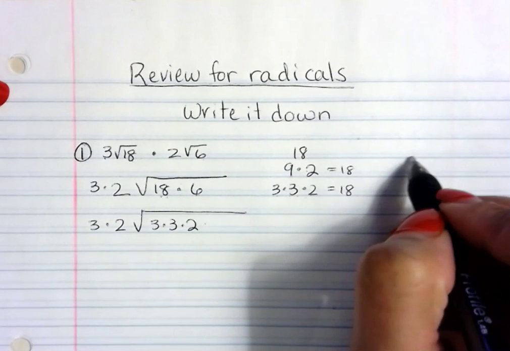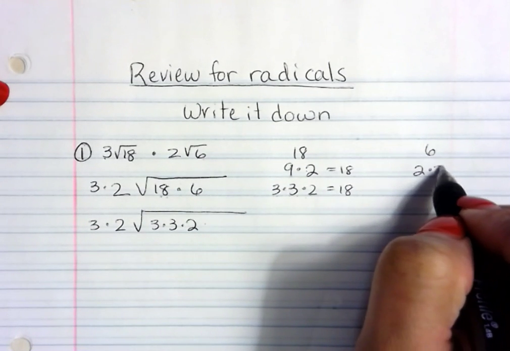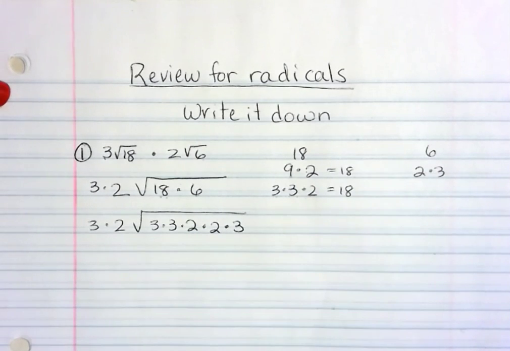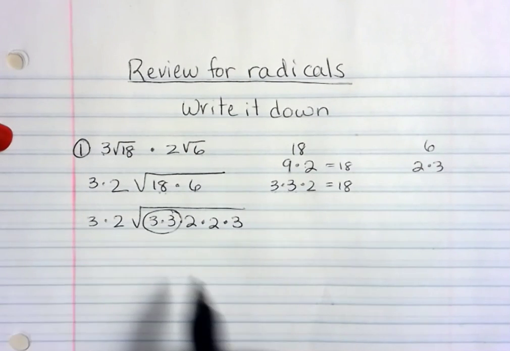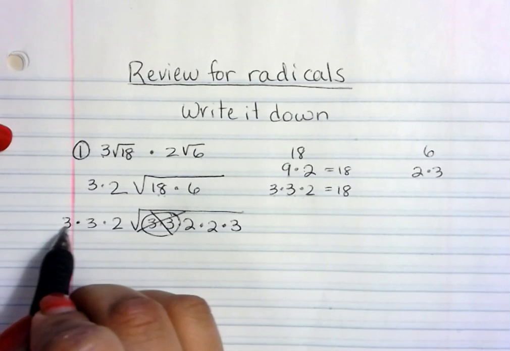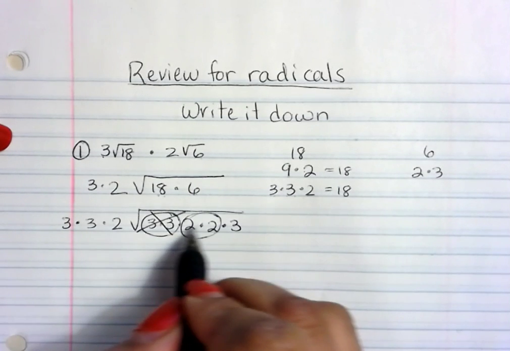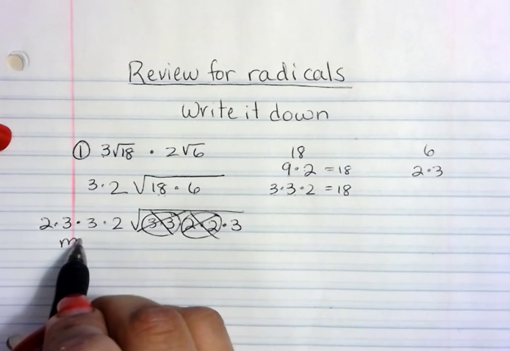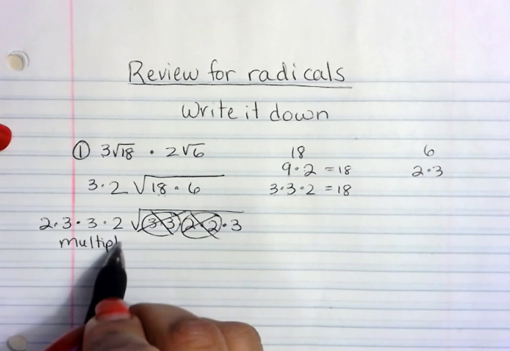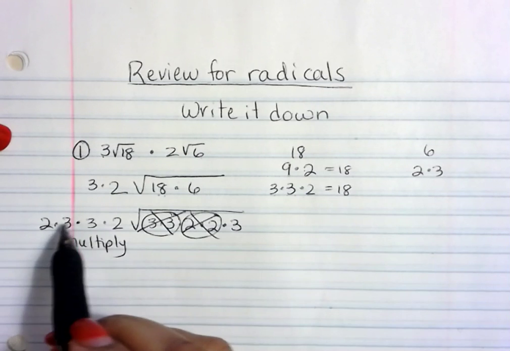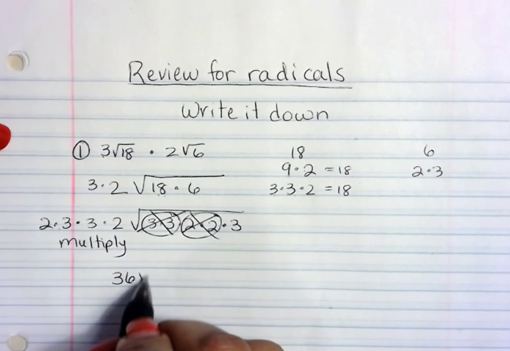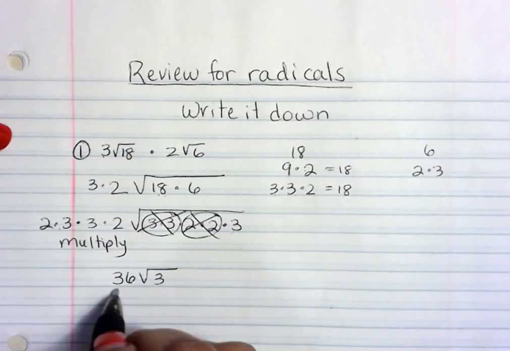Now you have to break down the 6. The 6 breaks down into 2 times 3. So then you write it over here. And now you do couples. For every couple, you're going to write down a single number outside. Now you multiply all of these. 2 times 3 is 6. 6 times 3 is 18. 18 times 2 is 36. And you can get 36 square root of 3.